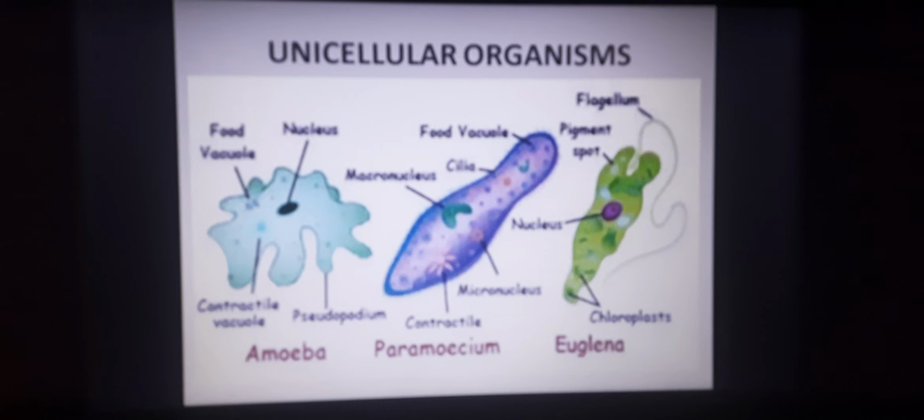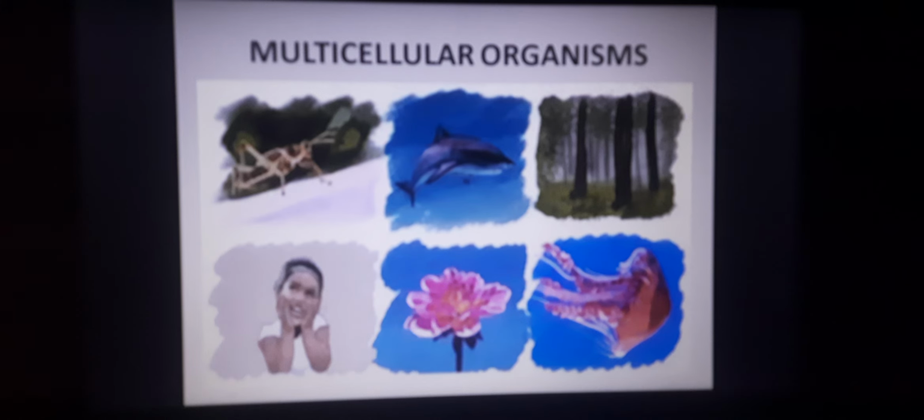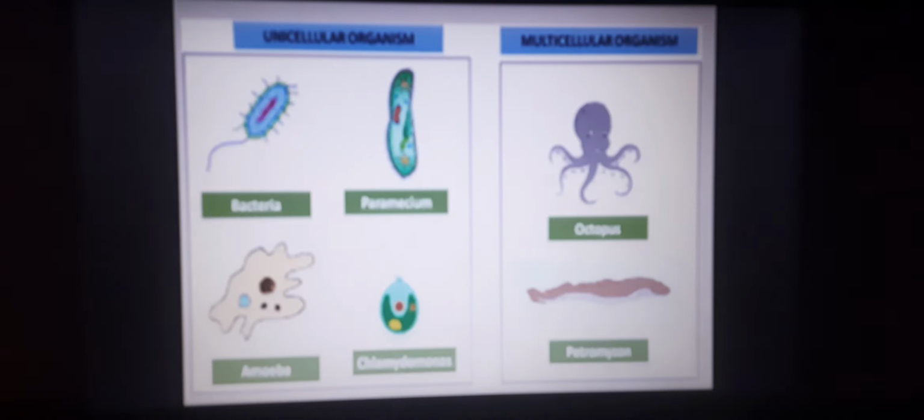Here you see the diagrams. You may pause the video and draw the diagram. There are the amoeba, paramecium and euglena. You see they perform all the functions of their body with the help of only one cell. These are the multicellular organisms, a number of which I have shown here. It may be a plant or it may be an animal.